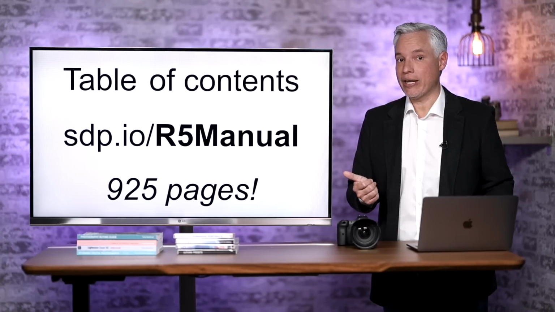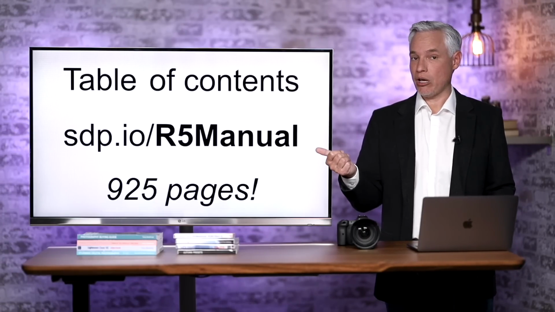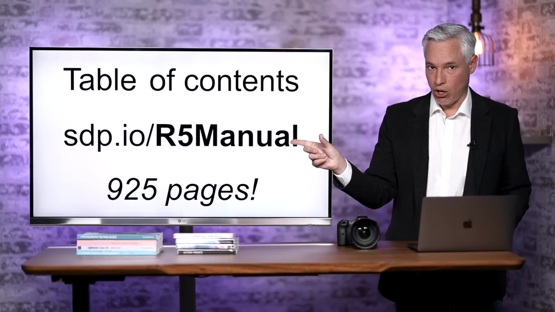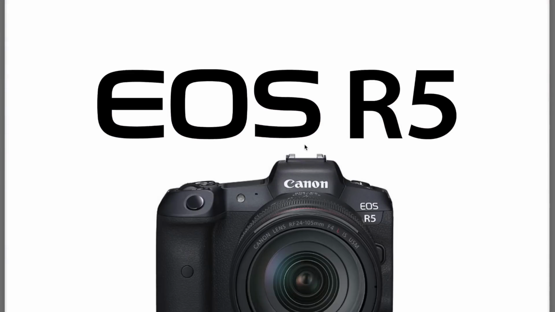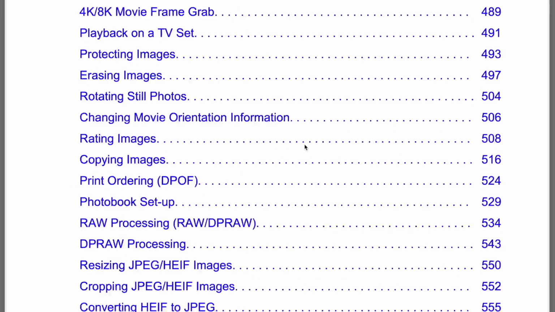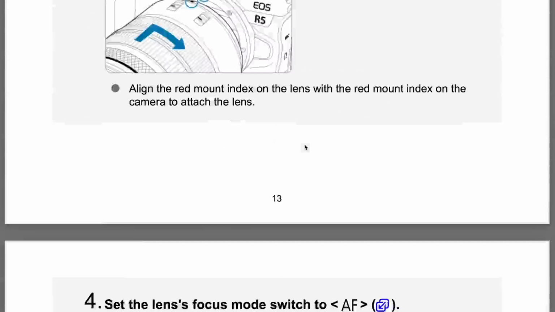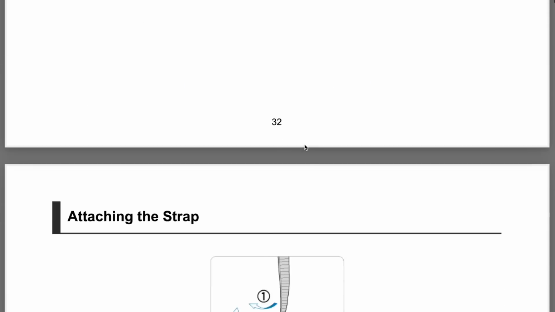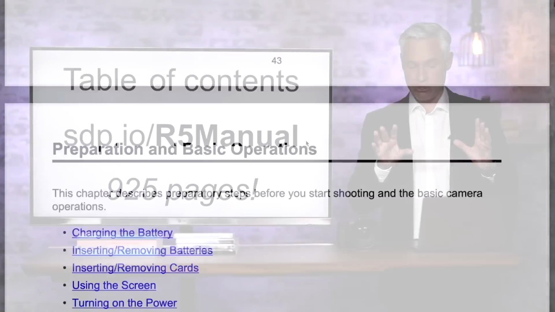Another useful way to find information quickly is to look up the EOS R5 manual online at sdp.io/R5 manual. It is 925 pages, and I read it so you don't have to. I'm not going to teach you everything in the manual, just those things that I think are going to be useful and important to you.